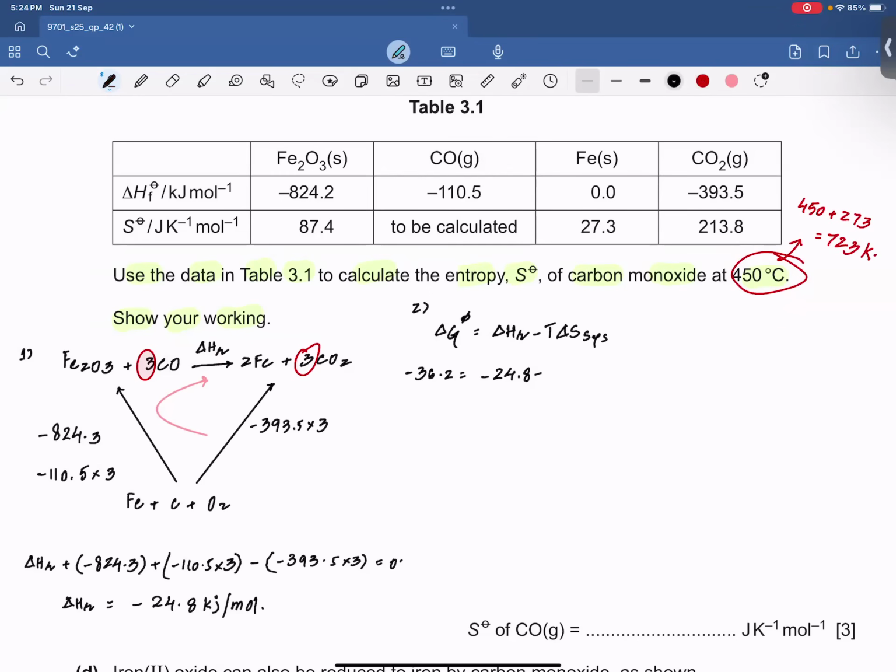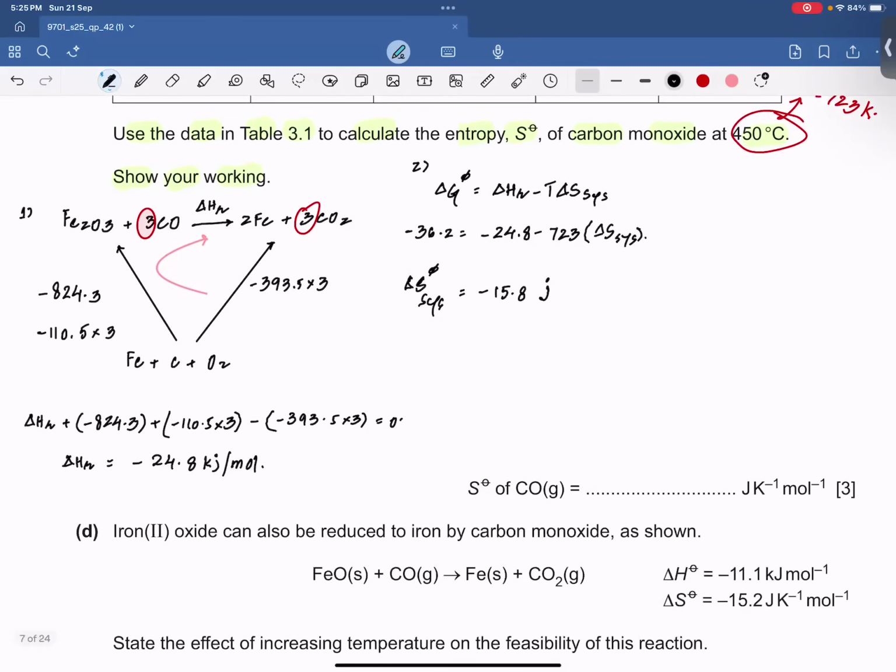I'm going to use this value here. And then I'm going to find the entropy change of the system. So from here, the standard entropy change of the system is going to be how much? Minus 15.8. And obviously it has to be in joules.